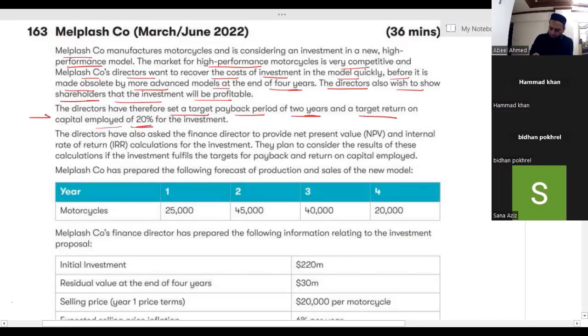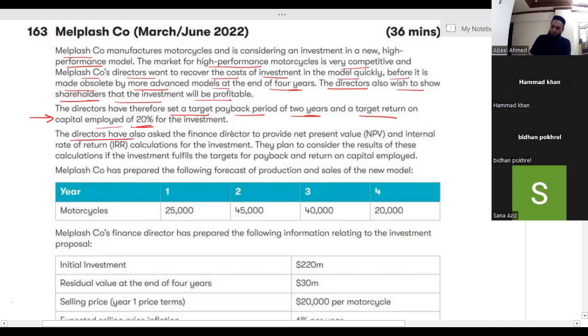Look at this. They have a target payback period of 2 years. It means if the payback is within 2 years, they will opt for it. They do have a target return on capital employed, which is 20%.